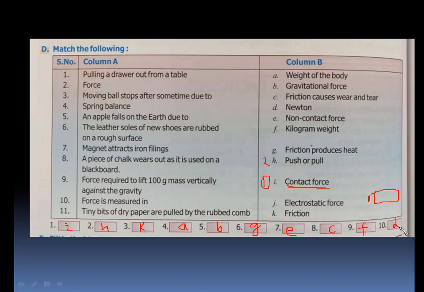Now which one is remaining? You see which one remains here? J, electrostatic force. Tiny bits of dry paper are pulled by a rubbed rubber comb. That is J, electrostatic force. Okay.